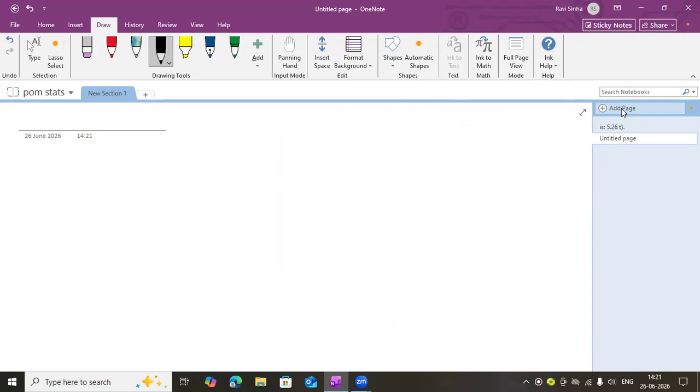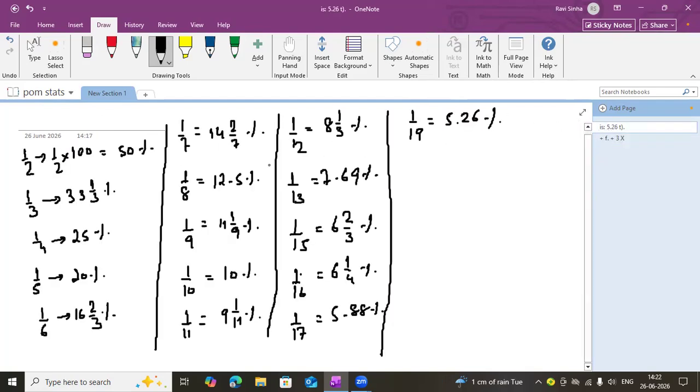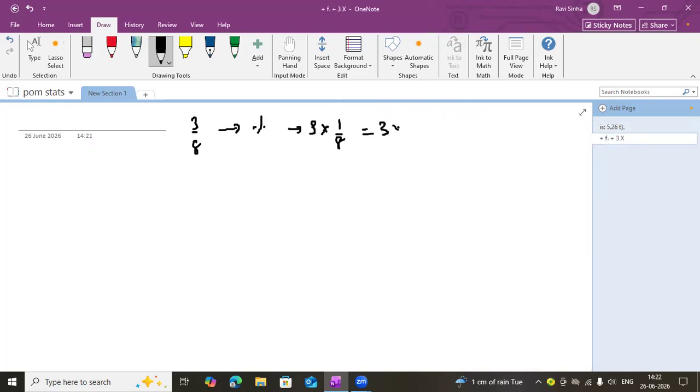For example, we are asked to convert 3 by 8 into percentage. So how to convert 3 by 8 into percentage? 3 by 8 can be written as 3 into 1 by 8. And 1 by 8 we know from here is 12.5%. So 3 into 12.5%, which is 37.5%.